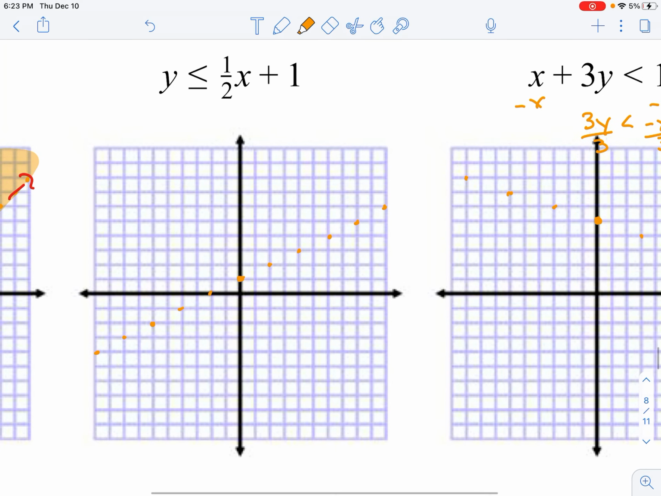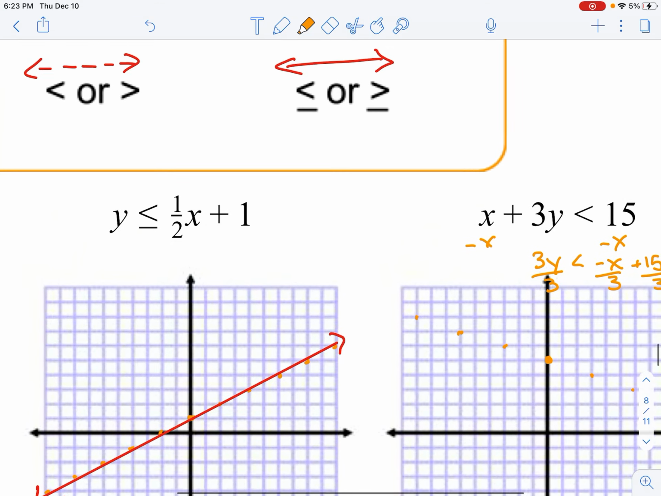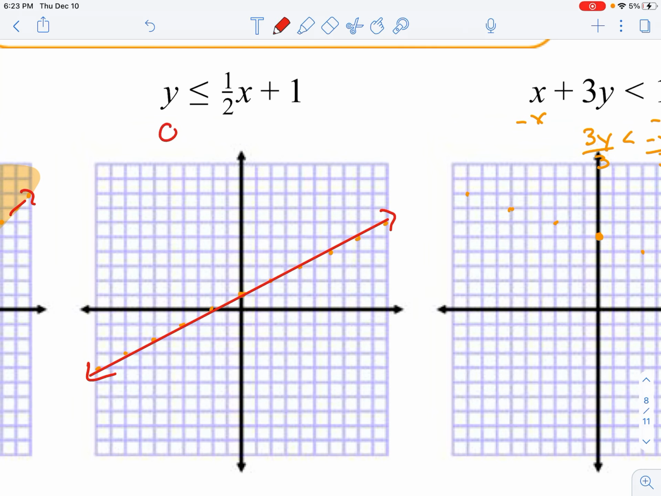Okay? Next one. Again, I already drew the points. I just have to draw my line now. So I'm going to draw a solid line for this one. And I'll put my arrows on the ends. And now 0, 0 is on the bottom of that line. So if I plug in 0, 0, 1/2 times 0 is 0, plus 1 is 1. Is that a true statement? Yes, it is. So let's shade the 0, 0 side. We're only shading the 0, 0 side if it's a true statement with 0, 0. Otherwise, we'd have to shade the other side. But that one is a true statement, so we'll shade it.